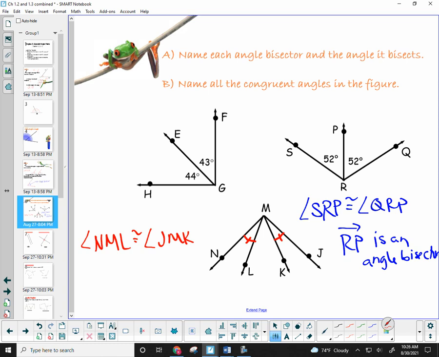Any angle bisectors? We do not have an angle bisector in this one. There's no angle bisector because an angle bisector takes one angle and cuts it exactly in half. It's a ray or a segment that cuts one angle into two equal parts. Any questions about that? All right.